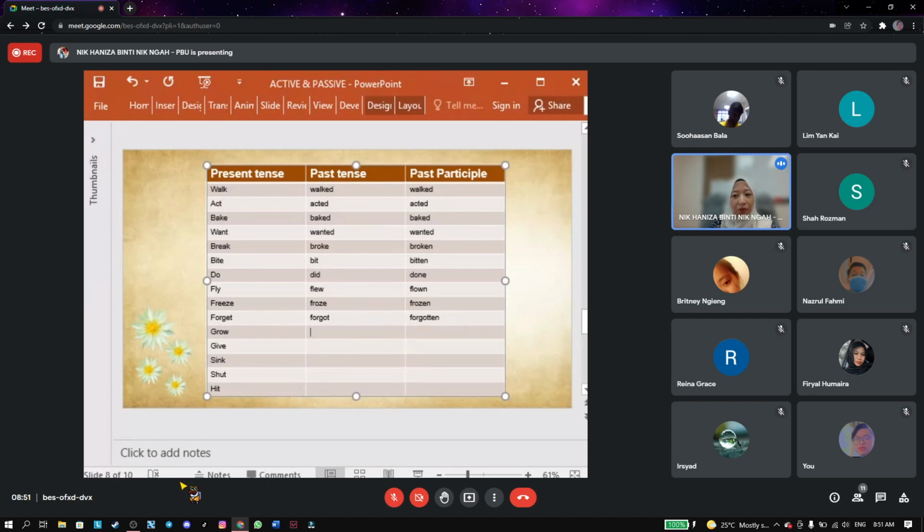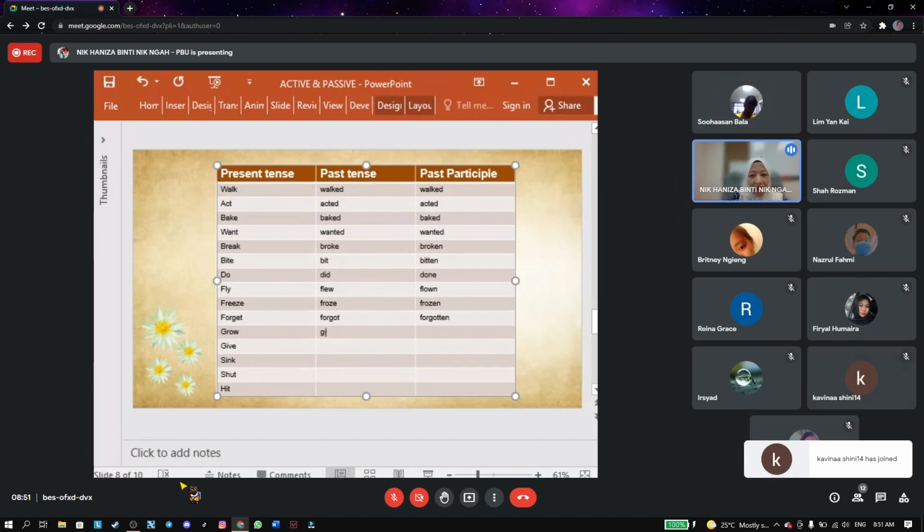Okay, what about grow? Who would like to try grow? Grow, ma'am. Yeah, so how's it? G-R-E-W. Grew, okay. What about past participle? Grown, G-R-O-W-N. Yes, very good, grown. Okay, good. Okay, now, give. Past tense? Gave. Okay. Past participle? Given. Very good. Given.